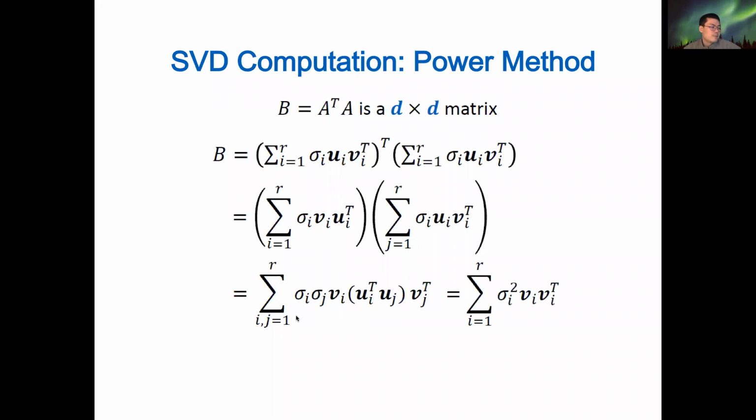Now, with I equal to J, the sum goes from I equal 1 to R, but J becomes I, and the inner product becomes 1. So this is sigma I squared, V I, and V I transpose. I hope this is fine with you guys.